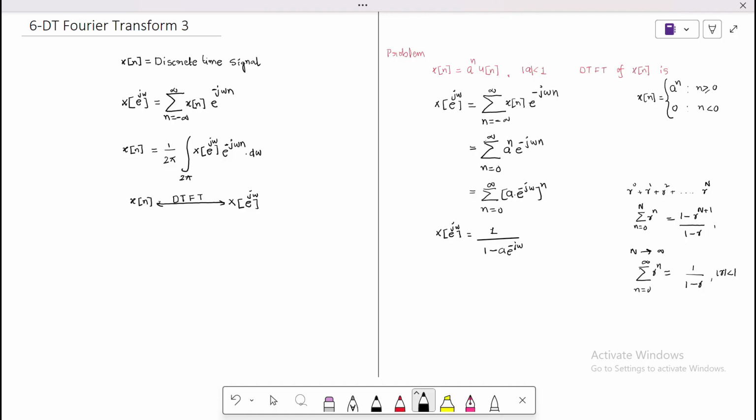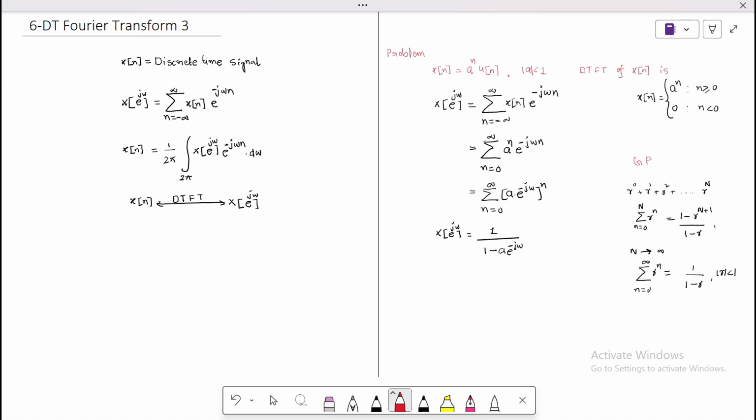So you should remember, in discrete time, whether it is the discrete time Fourier series or Fourier transform, we are always using this GP. So this is geometric progression, so these are the GP terms.